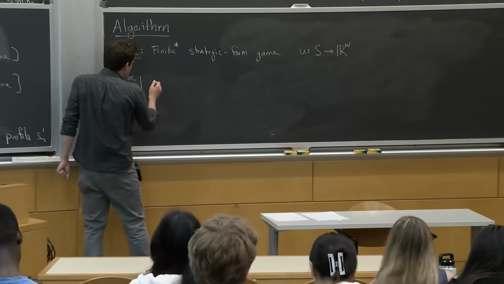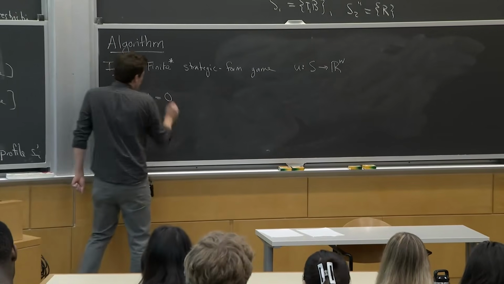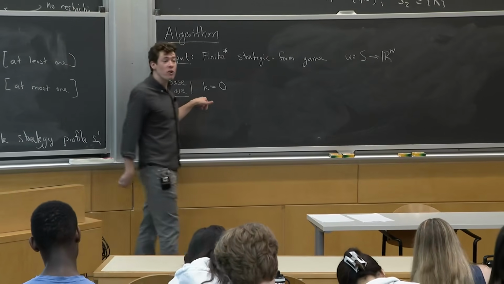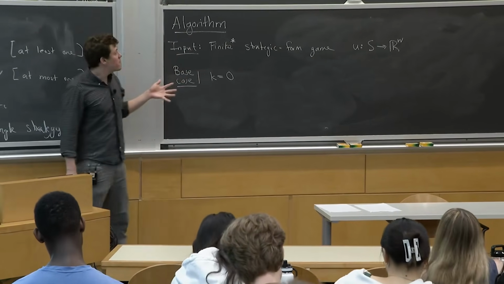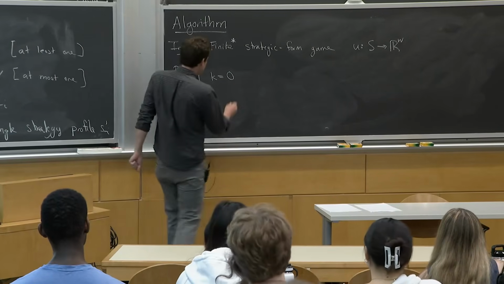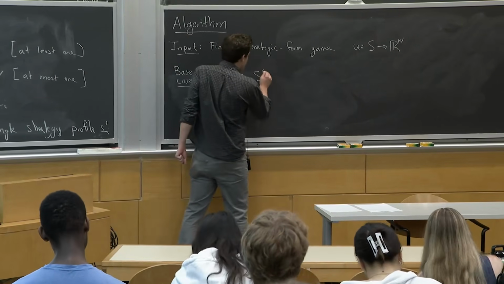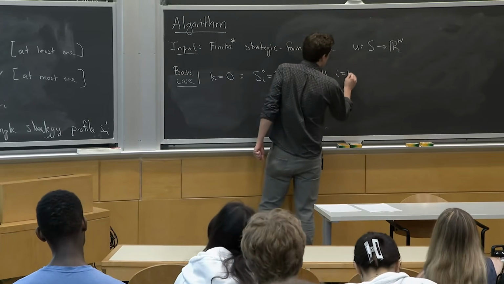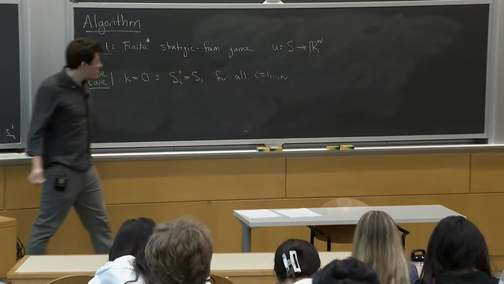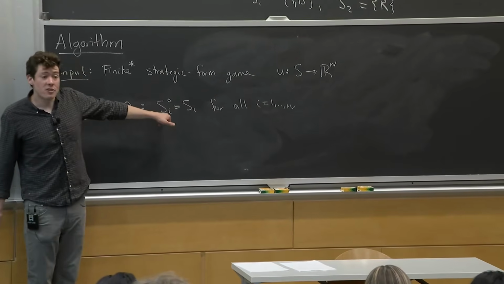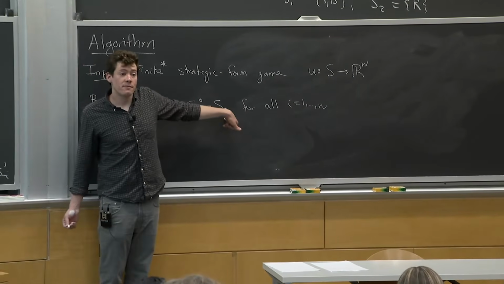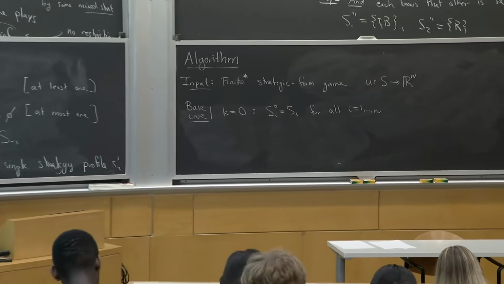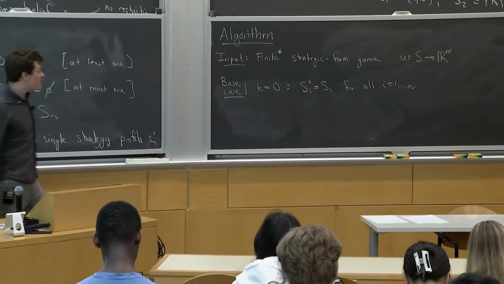So the base case will index things by k. So i is always going to index players. k will indicate the steps in this algorithm. So with k equals 0, well, we just say S_i^0 equals S_i for all i equals 1 through n. So we haven't done anything here. We've just said at step 0, what strategies are left? Well, the strategies that we started with. And that's true for each of the n players. So far, we've just formally gotten the algorithm going. We've initialized things.